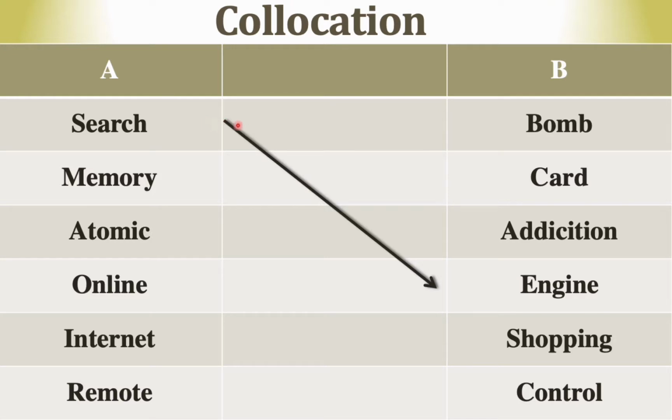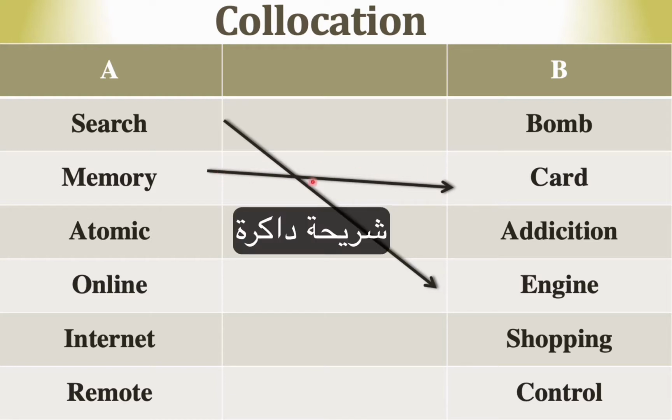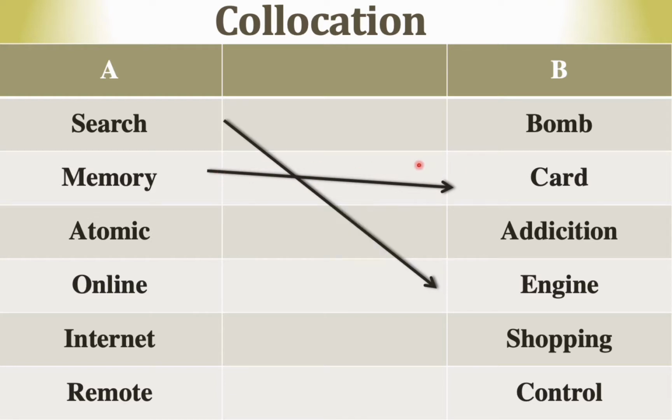What do we mean by search engine? Here we are talking about Google. It is a website that we use to search for information or books or articles. For example, Google is called a search engine. Number 2, we have memory. Yeah, we have memory card. This memory card is used for storing files in this small, tiny device.